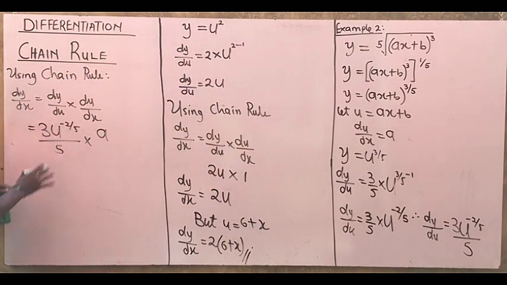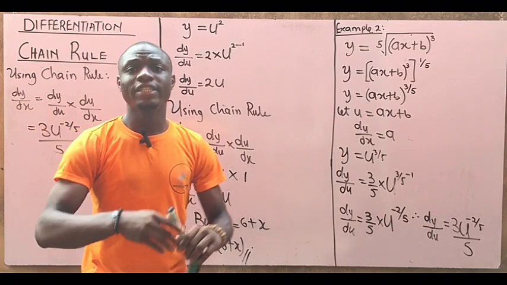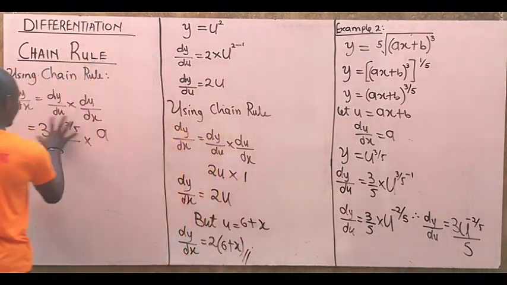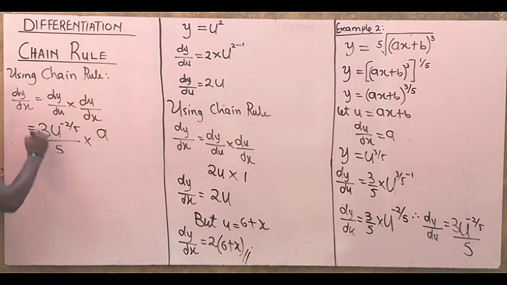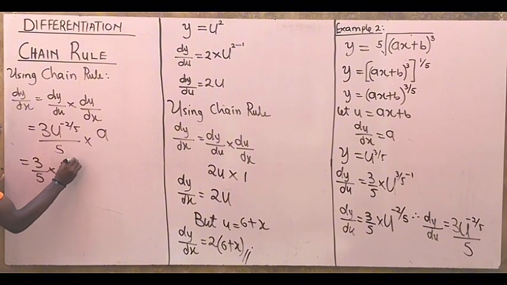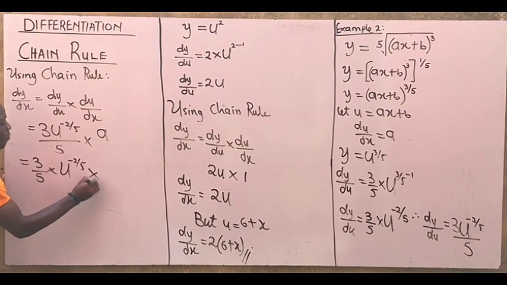Now your task says, can you simplify? That's the idea now, right? Let's simplify this one here. For this one now, this can be written as 3 over 5 multiplied by u to the power minus 2 over 5 multiplied by a.